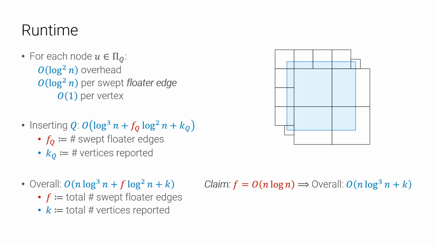So the crux of this runtime analysis is in showing that f can be bounded by n log n. And we'll note that proving this claim hinges on the fact that these cubes that we're inserting into a 2D cross-section belong specifically to cubes as opposed to, say, very thin boxes that have square projections. So plugging this bound of f equals n log n into the overall runtime above, we get the desired n log cubed n plus k. And this concludes our overview of our main result.